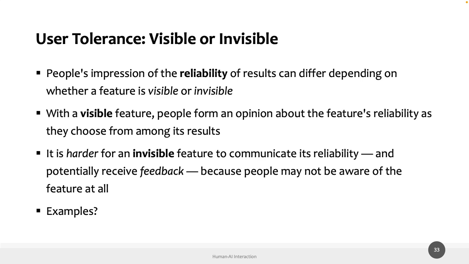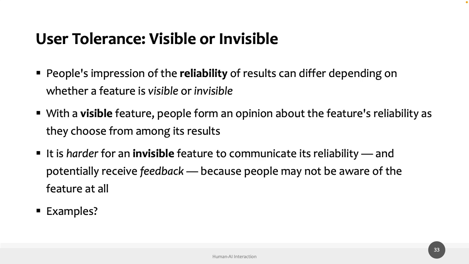Another characteristic of AI features: visible or invisible. Clearly, people's impression of the reliability of a feature and of its results can also depend on whether the feature is visible or invisible. If a feature is visible, it's something that I can see while I'm interacting with it, so I will probably be more likely to trust the system.